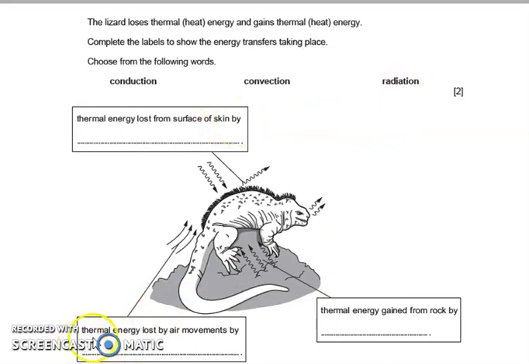Looking into the second one, the thermal energy lost by the air movement. When there is movement, the heat energy is transferred through convection. Yes. And the third one, the thermal energy gained from the rock. Can you see they are in contact? So this should be conduction.